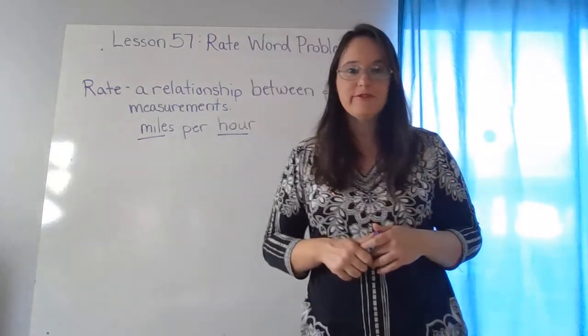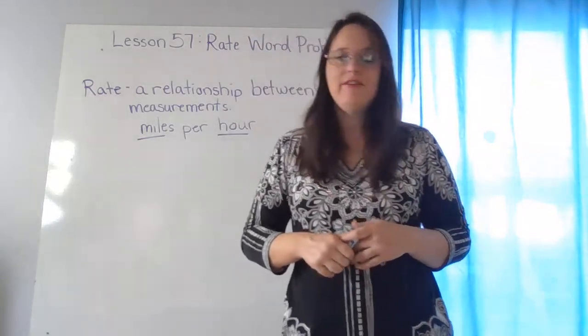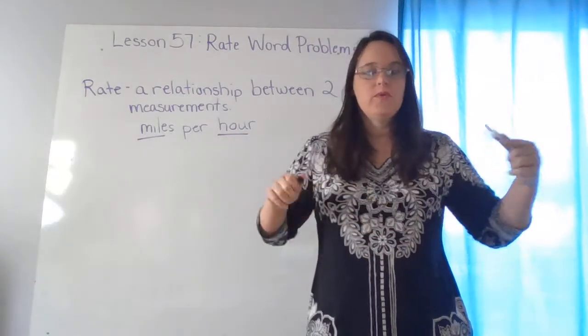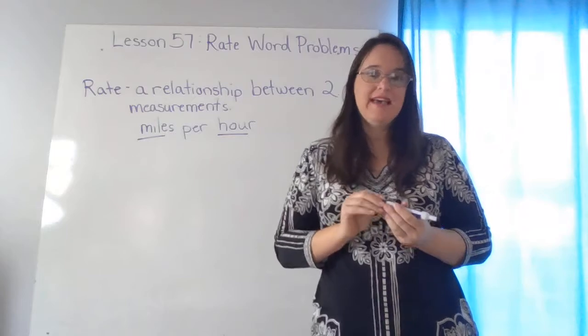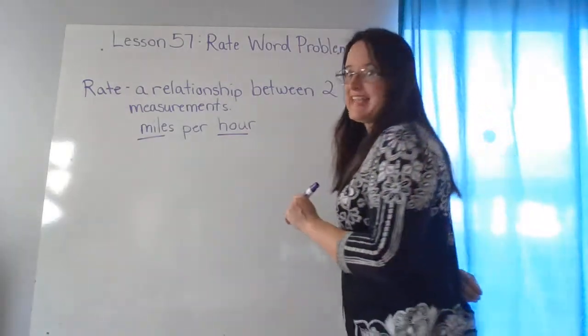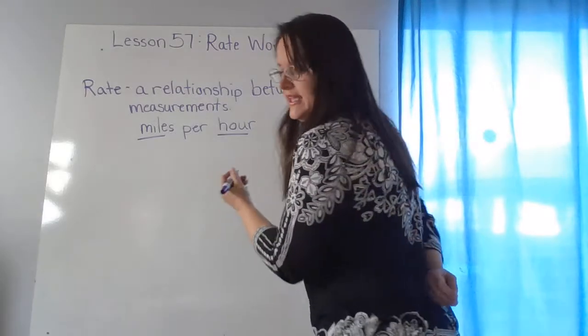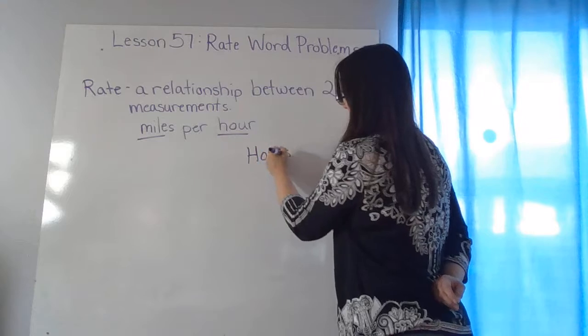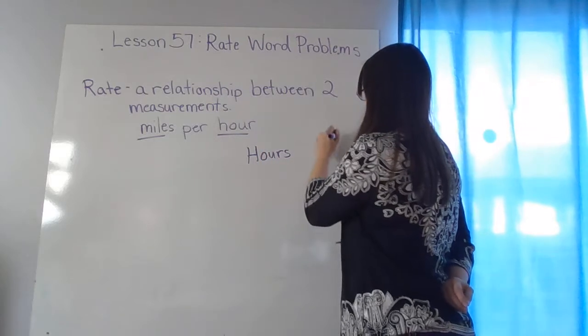So our first one is Liam drove the car 30 miles per hour. He did this for 4 hours. How far did Liam drive? So what your book suggests, especially at first when we're doing these problems, is that we make a table. So we know that we're comparing hours and miles.